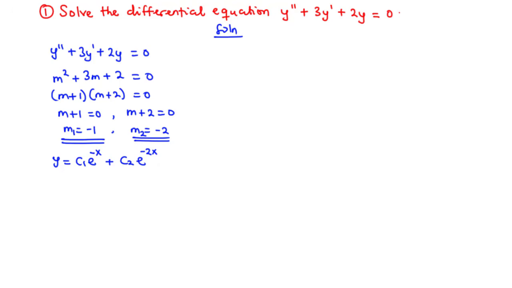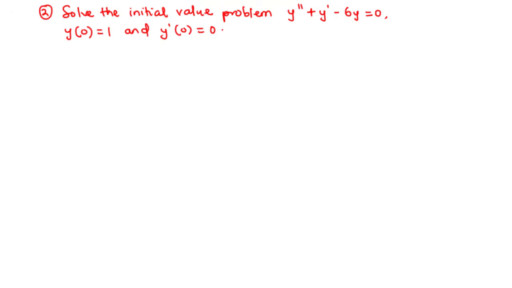So now let's move on to the next example. That is example 2. In this example, we are asked to solve the initial value problem y prime prime plus y prime minus 6y equals 0. We have y of 0 equals 1 and y prime of 0 equals 0.